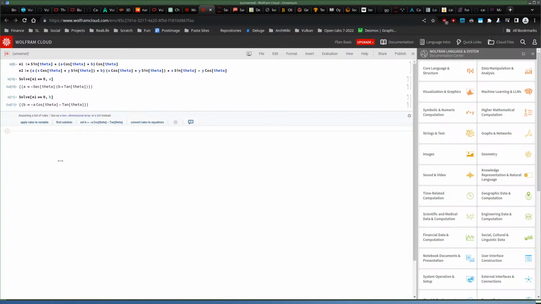Now what is the next step? The next step is then to replace one of them in the other one here.